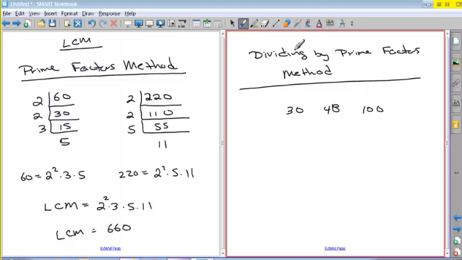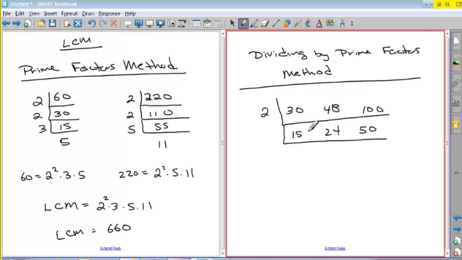Okay, so the dividing by prime factors method, again, you do all of them at one time. You look for a common factor between all 3 to start with. So I see that they're all even, so I can divide them by 2. I get 15, 24, and 50. Okay, is there another number I can divide all 3 by? I can divide this one by 3, I can divide that one by 3, but I can't divide that by 3. So 3 is not going to work.